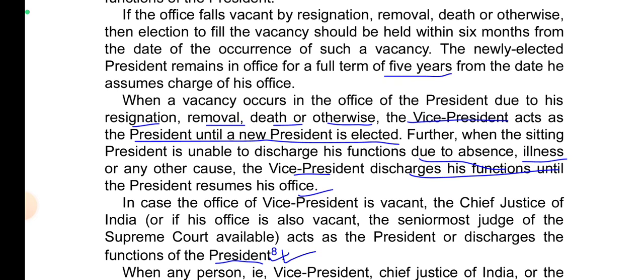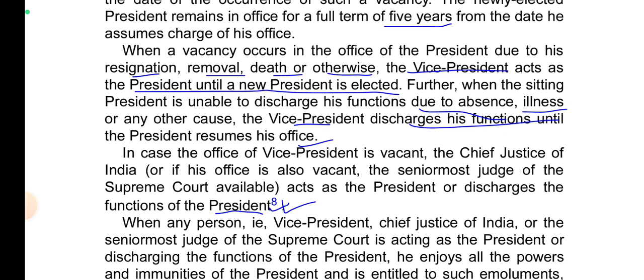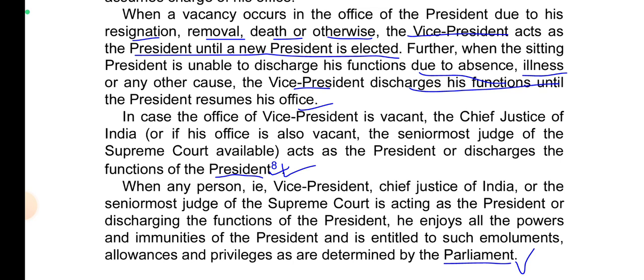If the office falls vacant by resignation, removal, death or otherwise, then election to fill the vacancy should be held within 6 months from the date of the occurrence of such a vacancy. The newly elected President remains in office for a full term of 5 years from the date he assumes charge of his office. When a vacancy occurs in office of the President due to his resignation, removal, death or otherwise, the Vice President acts as the President until a new President is elected.